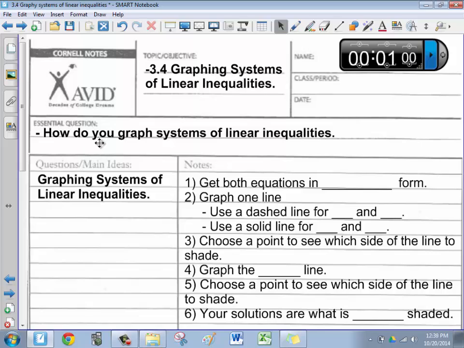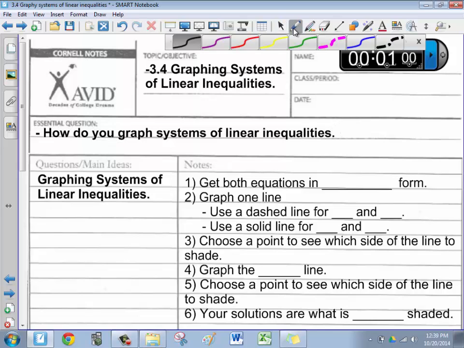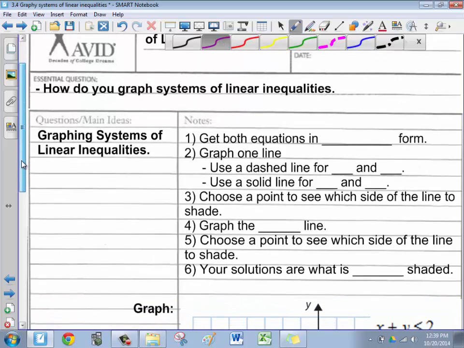By the end of this lesson, you should be able to answer the question of how do you graph systems of linear inequalities, with a question mark at the end and not a period, because that's grammatically correct. But I'm a math teacher and I make those mistakes often.